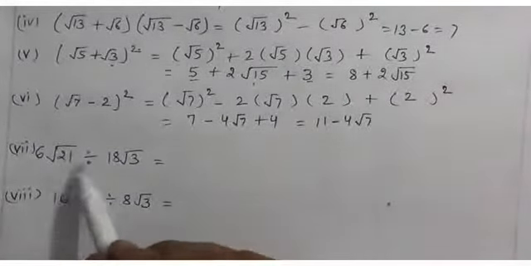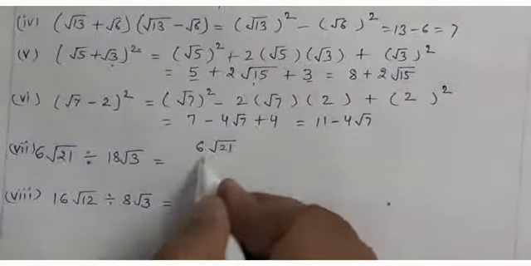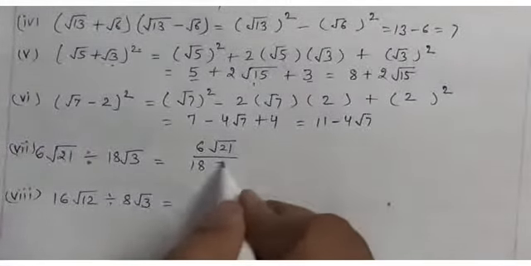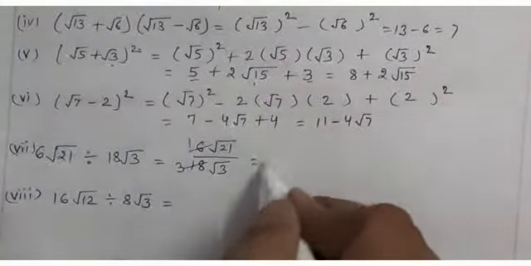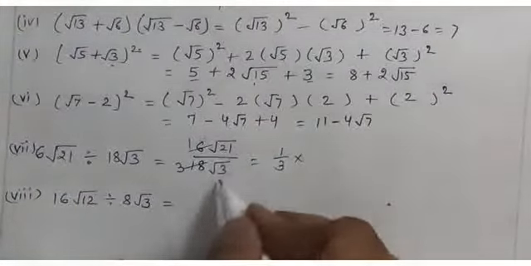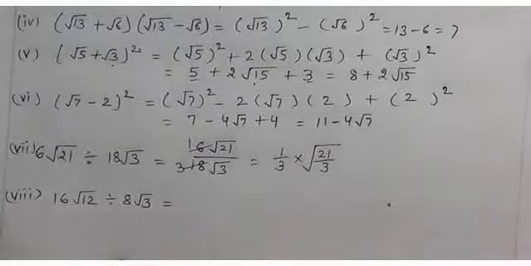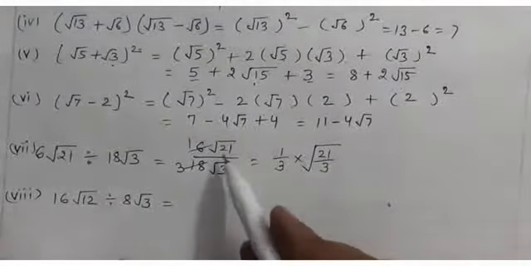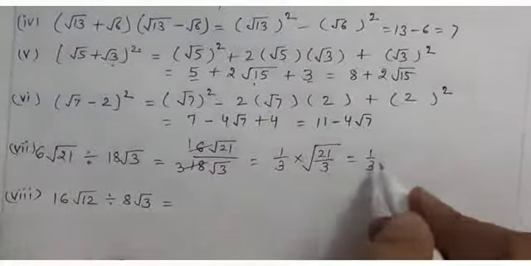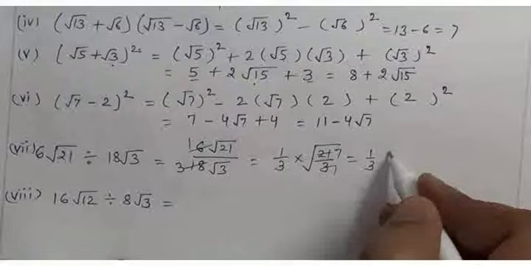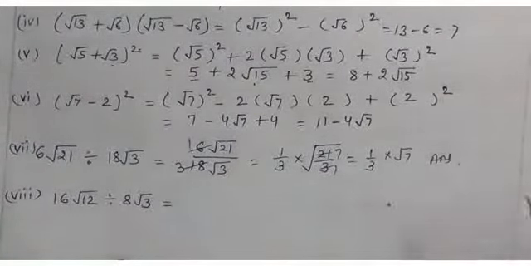Again very simple. 6 root 21 upon 18 root 3. 6 1s are 6, 6 3s are 18. This is looking like this. Root 21 upon root 3, can I write like this? See, whole root. Okay. When roots are in this way, you can write in terms of whole root. 3 1s are 3, 3 7s are 21. So 1 upon 3 into root 7. This is your answer.